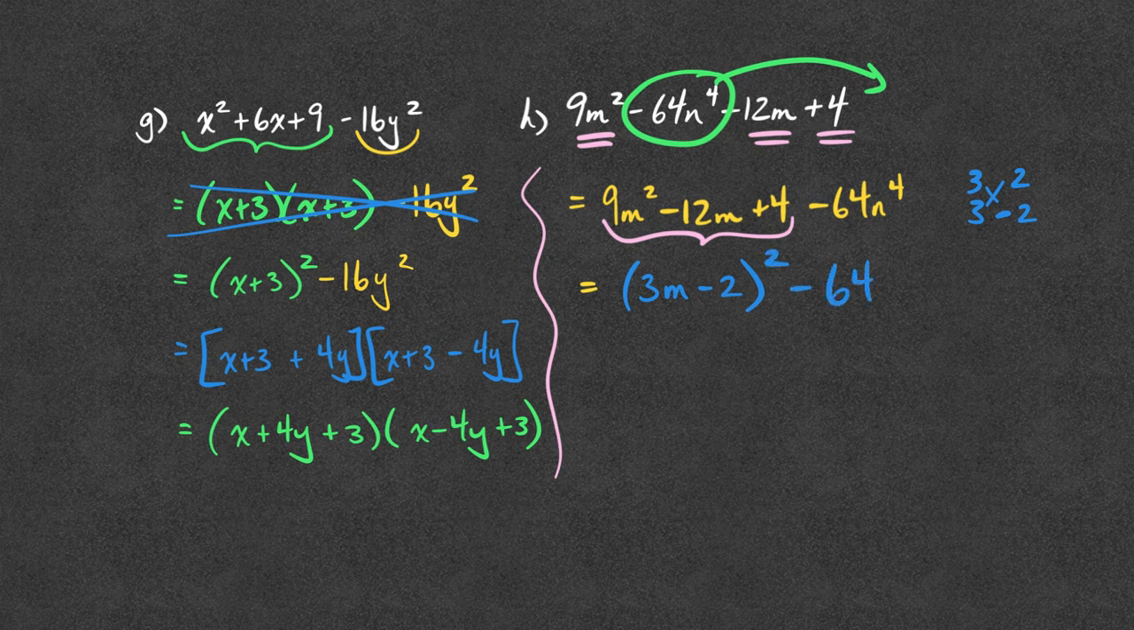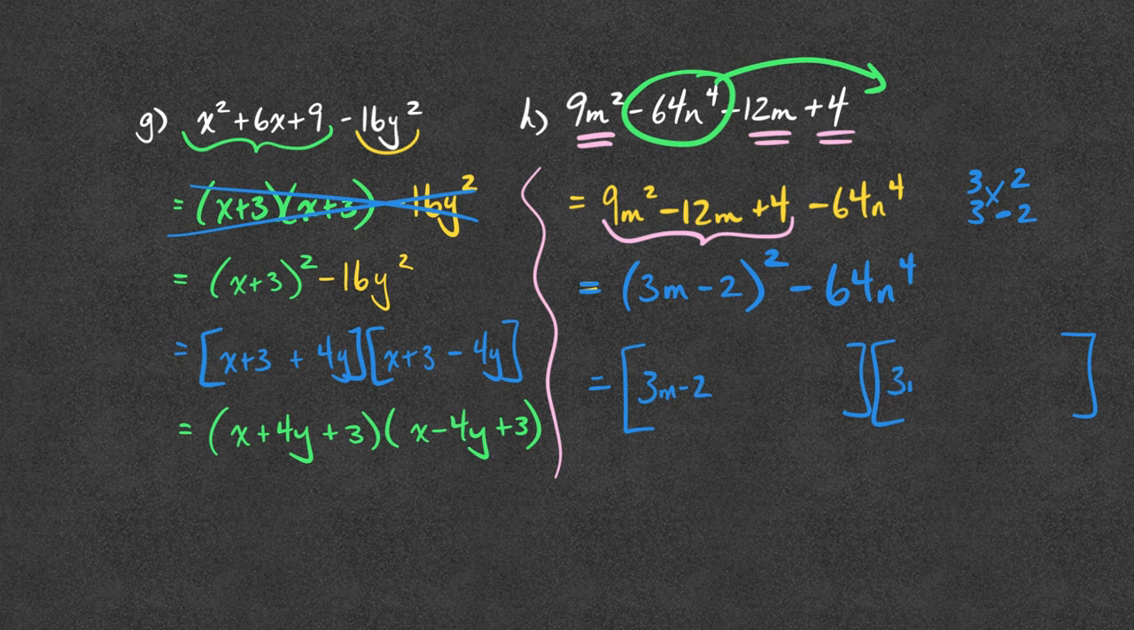That leaves me with my last term of a 64n to the 4th, and I notice I've got another difference of squares. And so now I can go ahead and I can factor that further. Okay, I'm going to put in my big square brackets just to make it a little easier on myself. What's being squared to give me the first term?